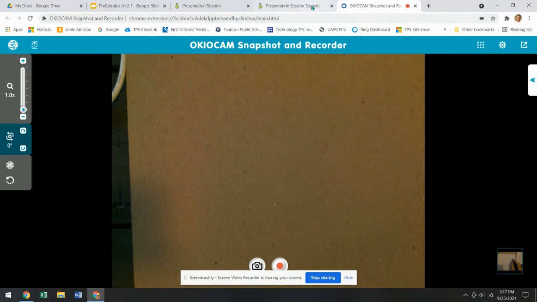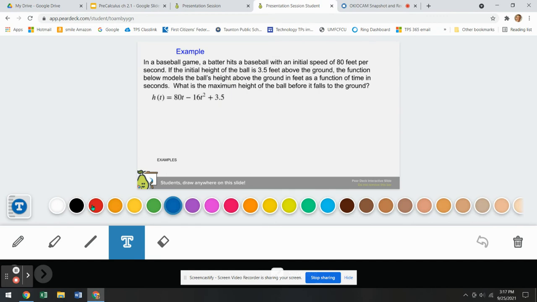Let's see if there was anything else. I feel like there was one more set. All right. I don't have anything else on the deck that I'm sharing.